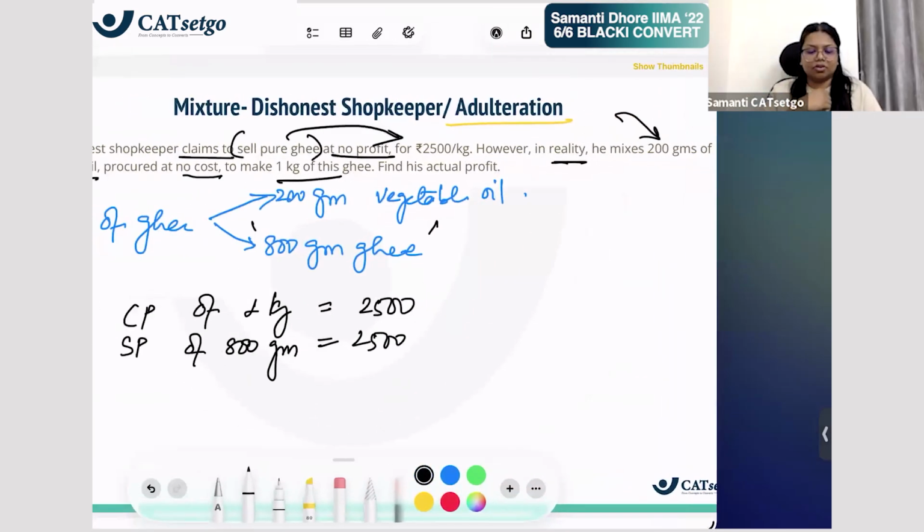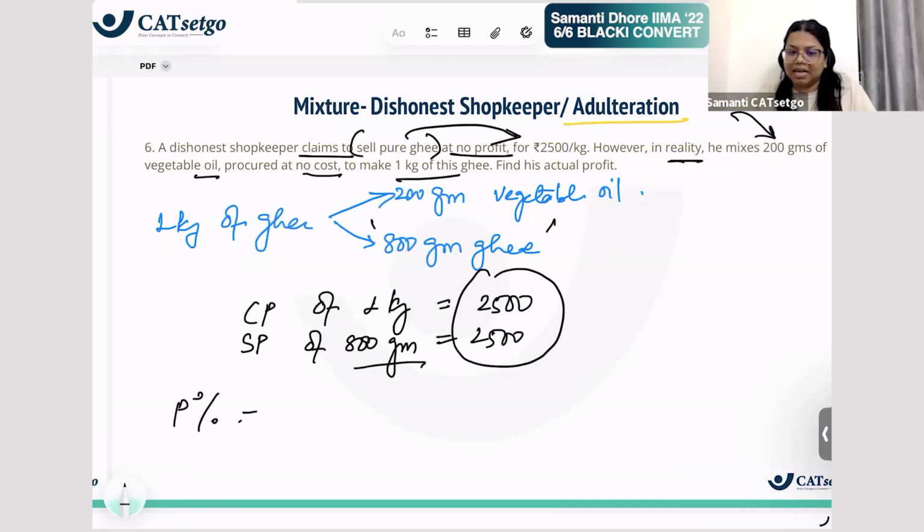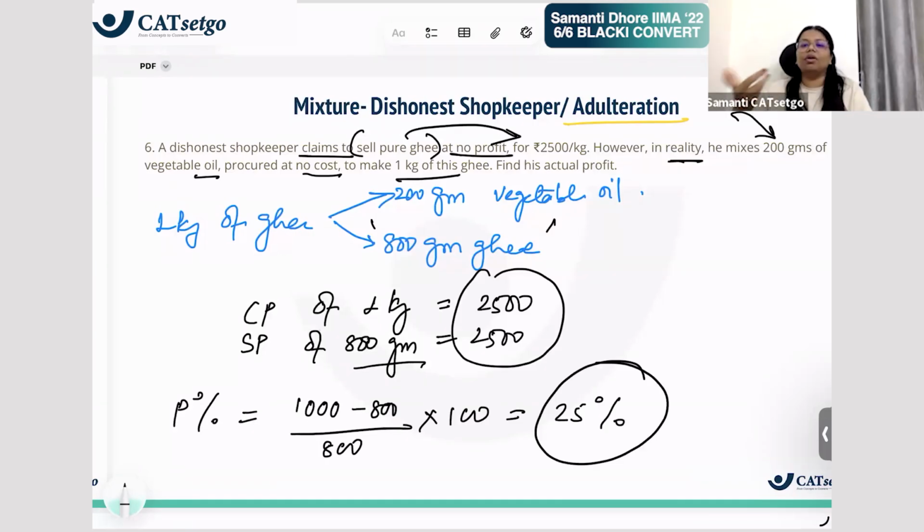So now we are back again to our concept that we learned on the dishonest shopkeeper, that the price is the same but the quantity is different. What do we do here? We take profit percent as quantity bought minus quantity sold upon quantity sold into 100, which will be 25% here, right? It will be 2 by 8, that's 1 by 4, and we know 1 by 4 is 25%, right? So this was also sort of a recap on what we did.